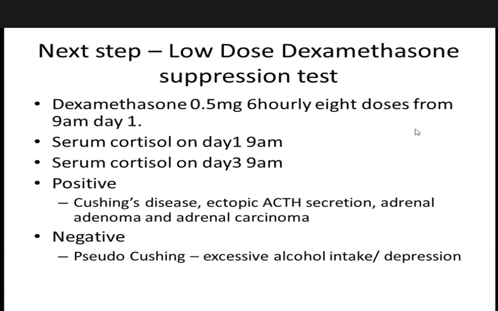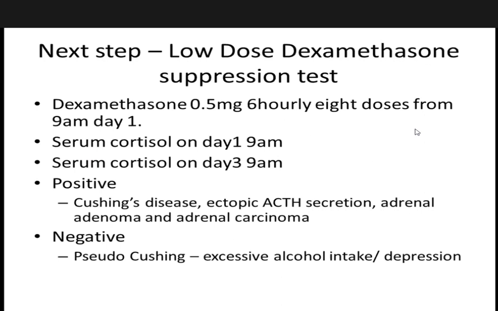to go for the low dose dexamethasone suppression test. Right. The patient is given dexamethasone 0.5 milligrams 6 hourly, 8 doses from 9 a.m. on day 1. And you check serum cortisol on day 1 at 9 a.m. and serum cortisol on day 3 at 9 a.m. Right? If the cortisol level is not suppressed, you take it as a positive test.